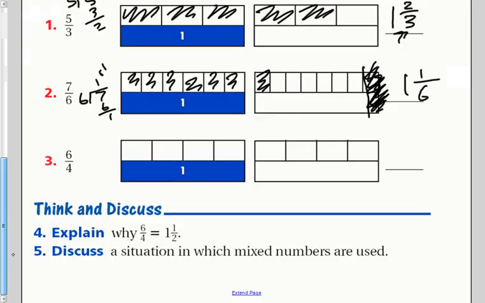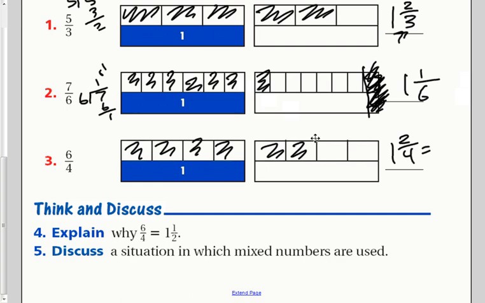Let's try 6/4. So each candy bar is cut into fourths. We want 6 of those pieces. We know it's going to be more than a whole because 6 is more than 4, and 4/4 would equal 1 whole. So 1, 2, 3, 4, 5, and 6. So let's see what we have. We have 1 whole, we have 2 pieces left over, and that's 2/4.